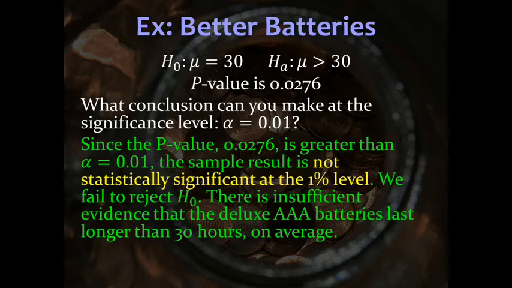So again, you don't say there is evidence that the new batteries last 30 hours. No, you are trying to show that the new batteries last more than 30 hours. If you don't have enough evidence to state that, you state that we do not have enough evidence to say that the new batteries last more than 30 hours on average.